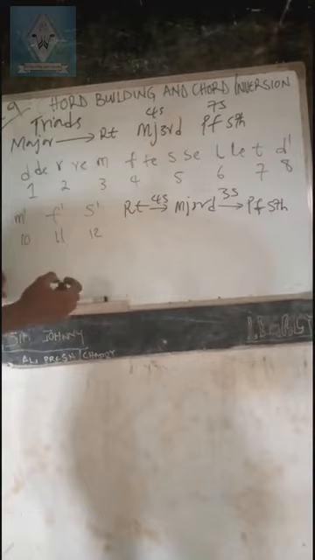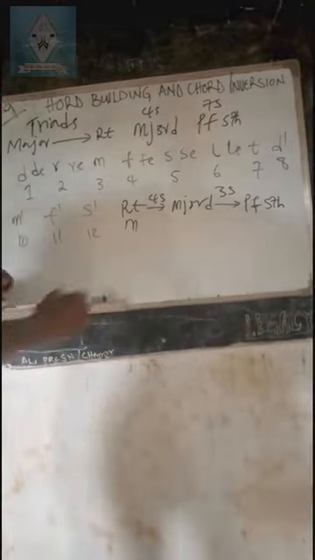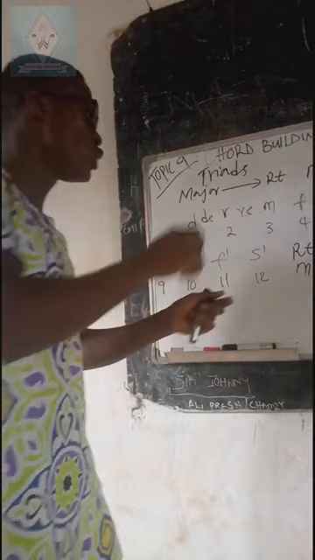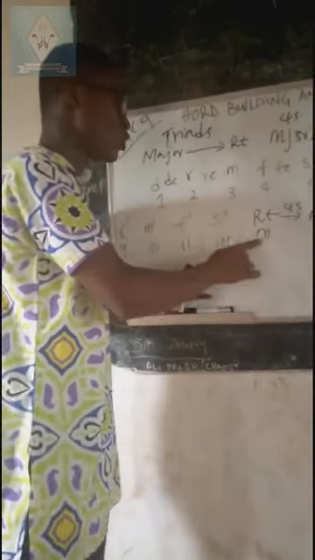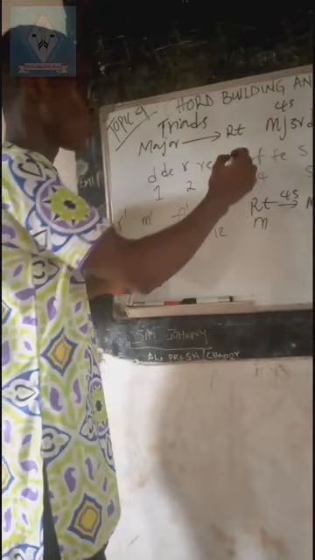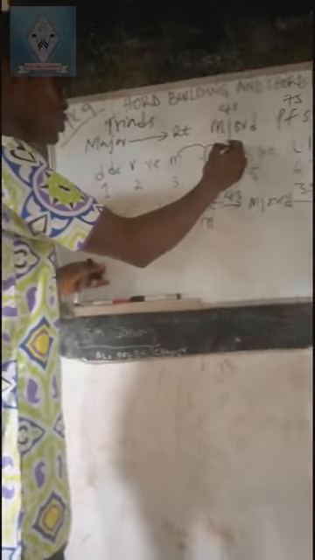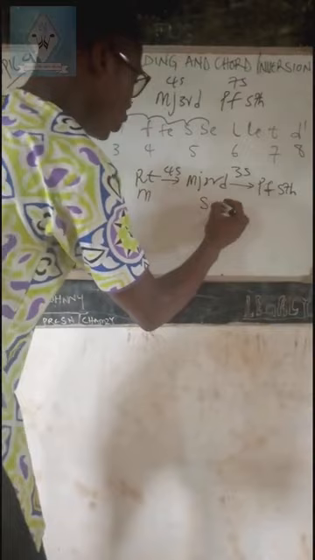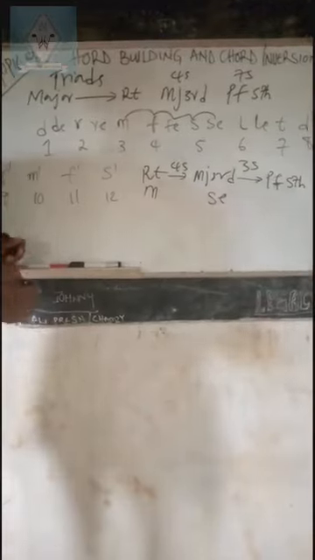Now, if we decide to pick Mi as our root, how do we derive a major third built on the root Mi? We say from the root to the major third is 4 semitones. You go back here and simply count from Mi, 4 semitones in front. 1, 2, 3, 4. So this becomes our major third on Mi.